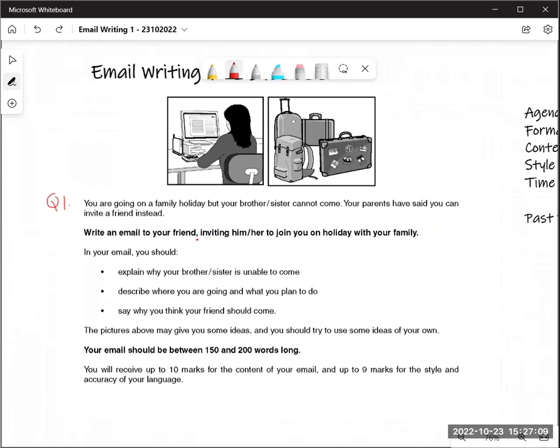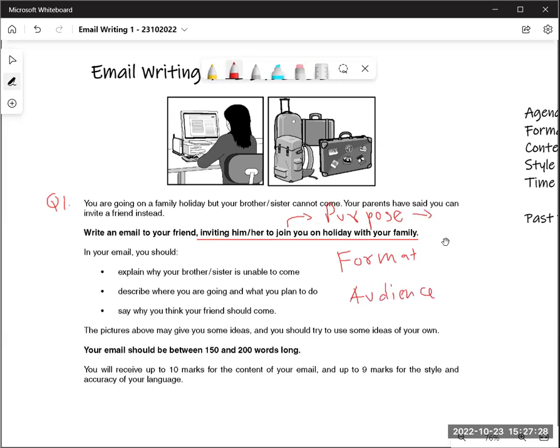Why are you writing this? Inviting him to join you on your holiday with your family. This right here is called the purpose. Now we always have a few things. We have purpose, format, and audience. These are the three things we have.